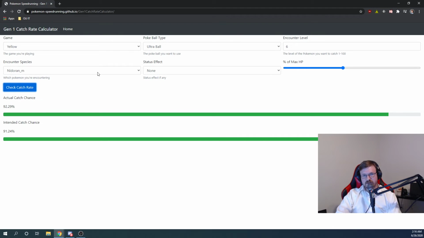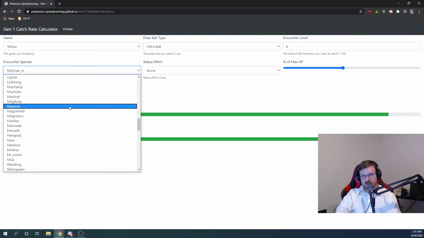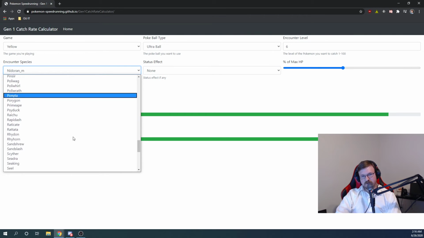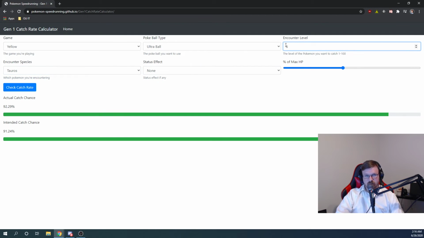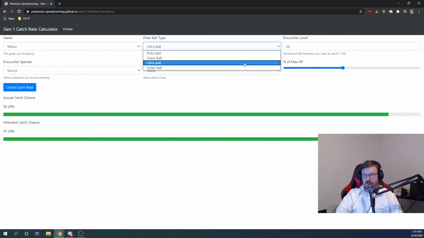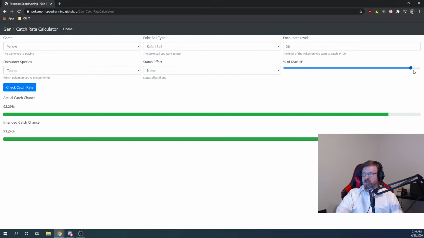Now, here's the next fun bit. So back to the initial scenario. Ixarian was throwing Safari Balls at Tauros, and Dragonfly Cave would have you believe that that's a 10.5-ish percent. It'd be 10.4 or 10.5%. So let's pump that scenario into the calculator. So it's Tauros. It's level 26 in Yellow, and it is a Safari Ball at max HP because you can't damage the HP of a Pokemon in the Safari Zone.